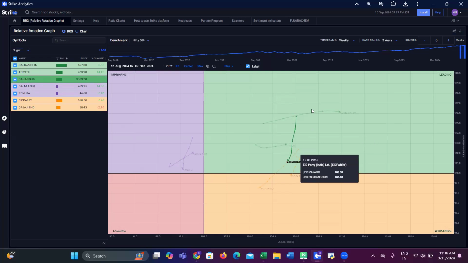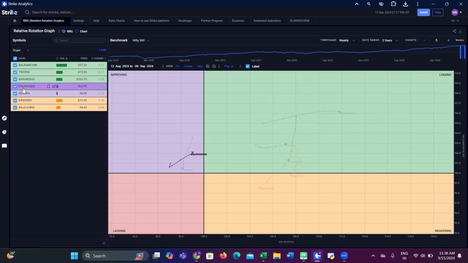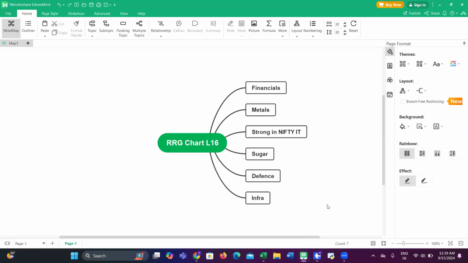This is having a simple opposite to Nirvana moment, getting into weakening. But let's see how it goes. But there is a reduction in the RS and RS momentum for sure. Yeah, Dalmia Sugar, yeah, very interesting. Right? So we'll have to just keep an eye on this. Renuka headed towards lagging, Praj headed towards weakening. Yeah, it's in weakening. So this is on the sugar sector.